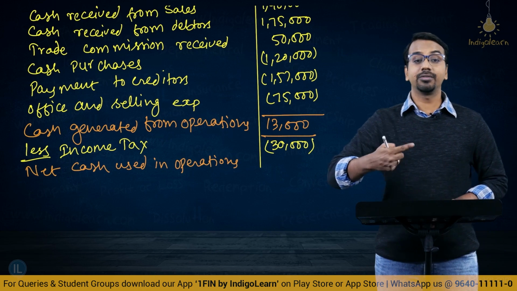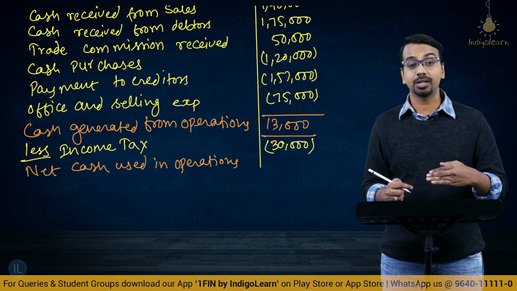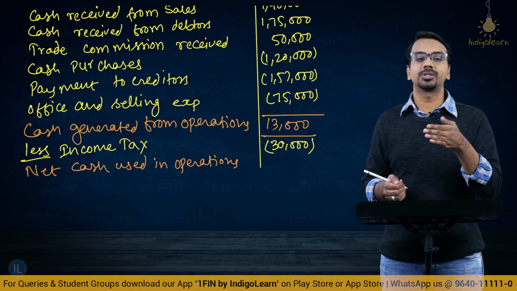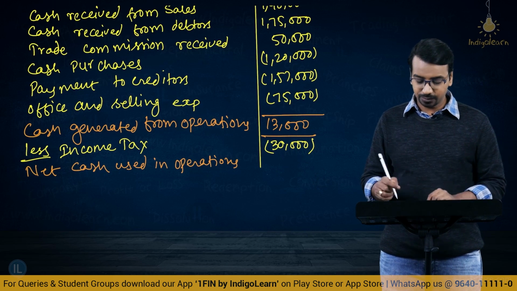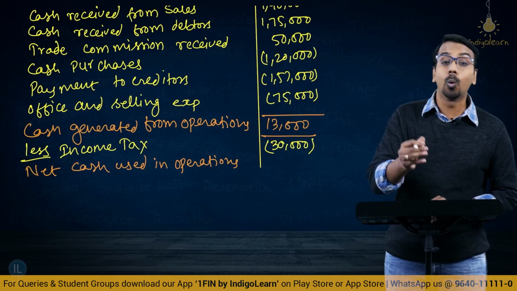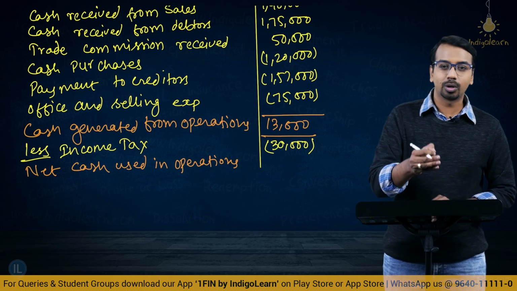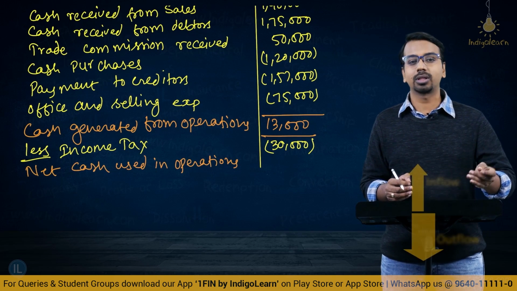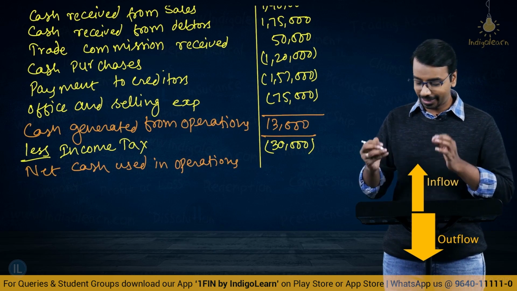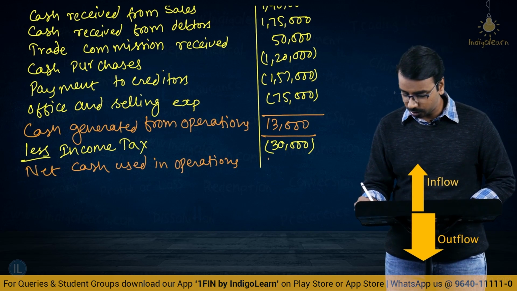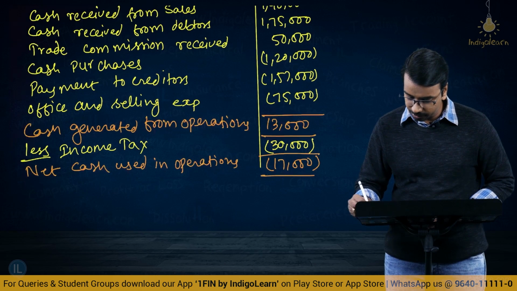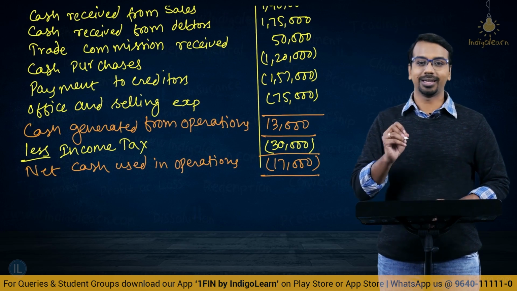See, earlier we said cash generated, till the time it was positive, it is cash generated. We have got cash. Now when it becomes negative, when we have paid more than what we have received, which means we have used net cash in the operations. The outflow is more than the inflow. So cash has been used in the operations. So what is the net cash used in the operations? The net cash used in the operation is 17,000. So all the negative amounts, please make sure you write within brackets, right?